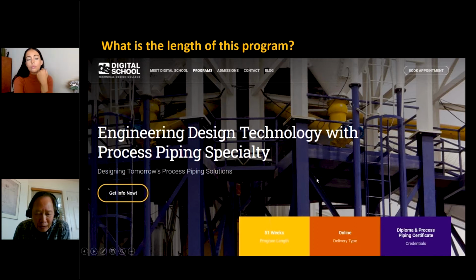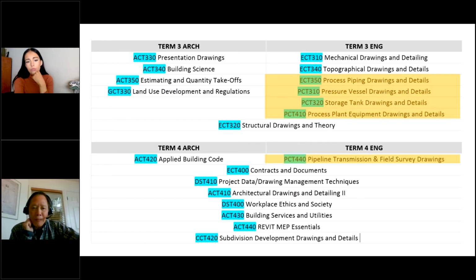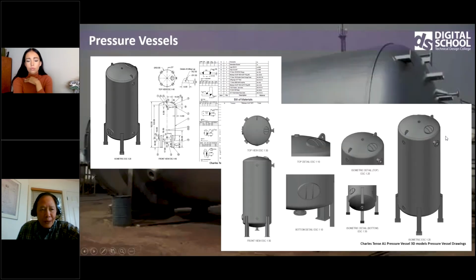of each course. The length, again, as I mentioned, will be exactly the same, 1 year, so 51 weeks. The courses that are going to be in this specialization will be these 5. I'm going to give you an example, starting with the pressure vessel. The length of this course will be 2 weeks, and we are going to emphasize one project.